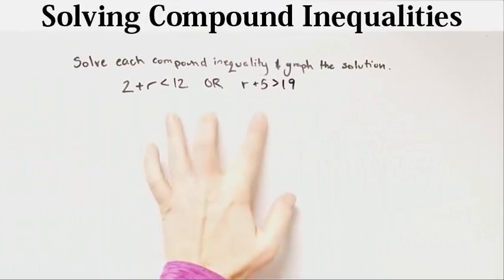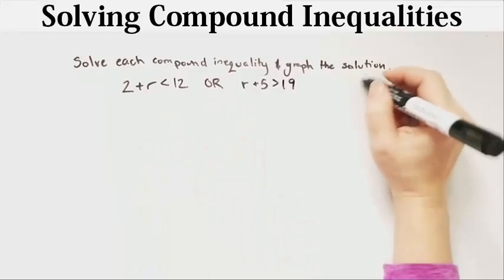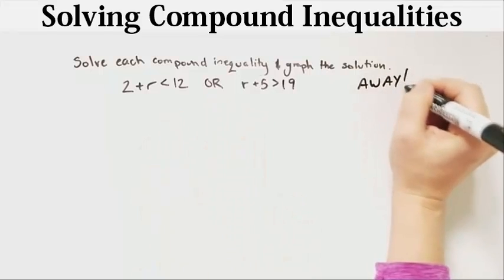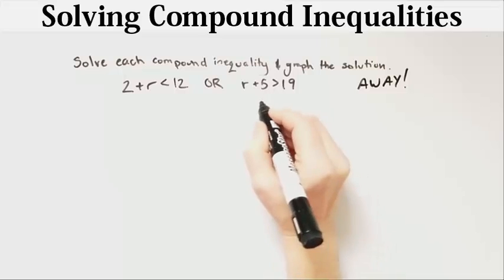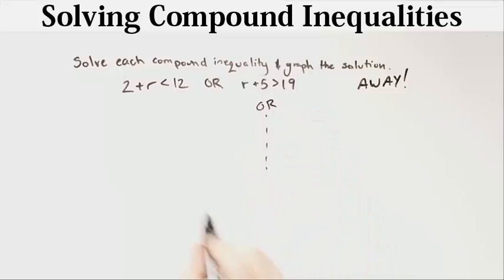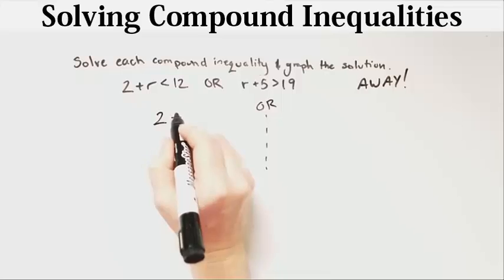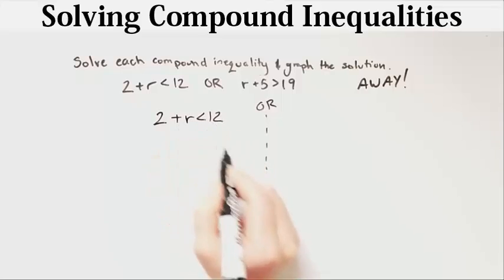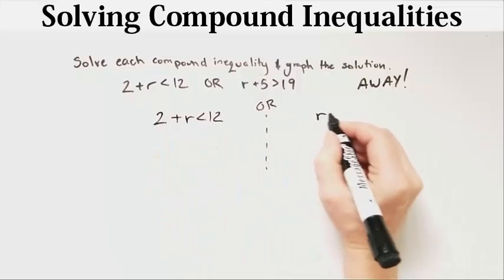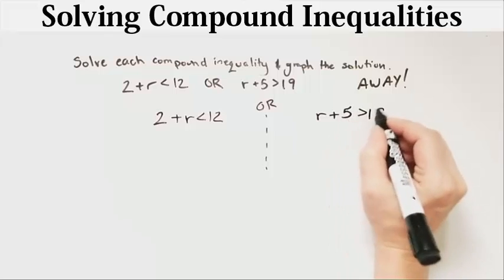So we have another compound inequality connected by or. If it's connected by an or, I know that they should be facing away from one another. So here's me separating out my two problems. Problem number 1 was 2 plus r is less than 12. Problem number 2 was r plus 5 is greater than 19.